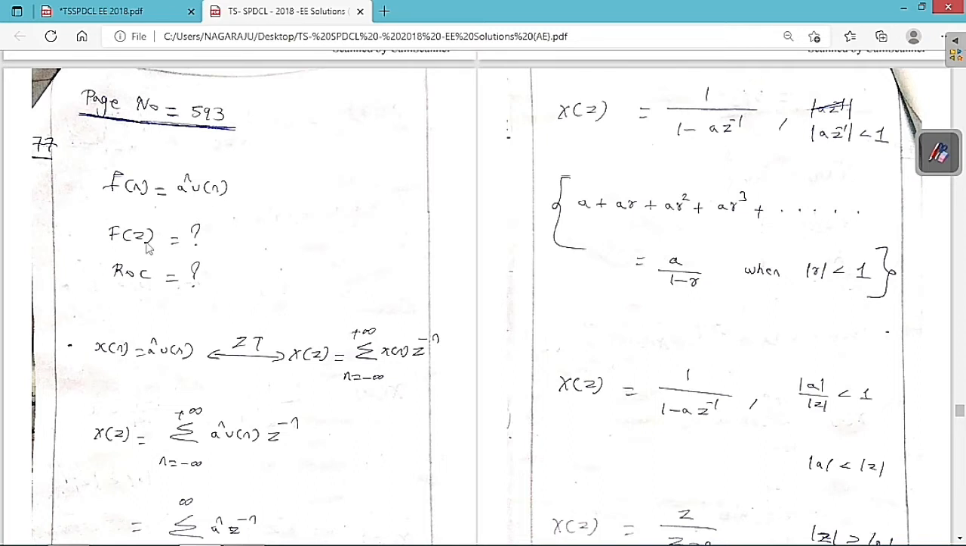So we have to find what is the z transform and also its ROC. So X(z) we need to figure out, and the ROC also we have to find. So what is the x(n)? Let me assume this is x(n). So x(n) is equal to a^n u(n).